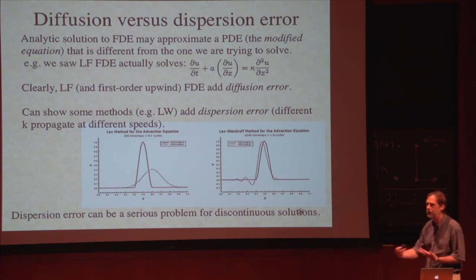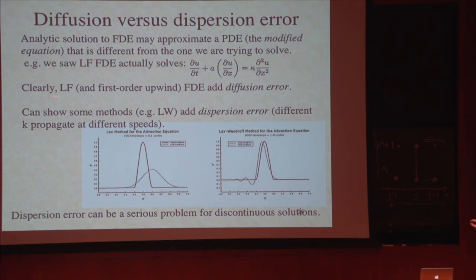We've been adding this diffusion error to the equations, and it is strictly diffusive. So this modified equation we're solving is this mixed advection diffusion equation. And so Lax-Friedrichs and first order upwind are strictly diffusive. Not all methods add strictly diffusive error.